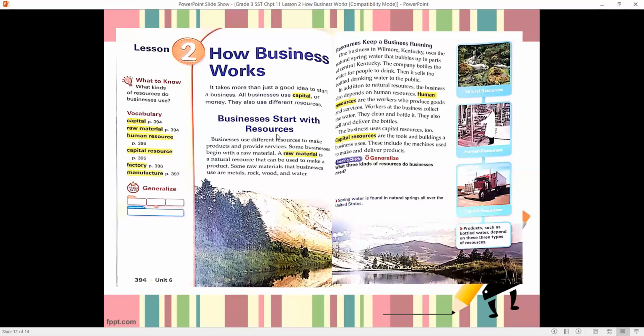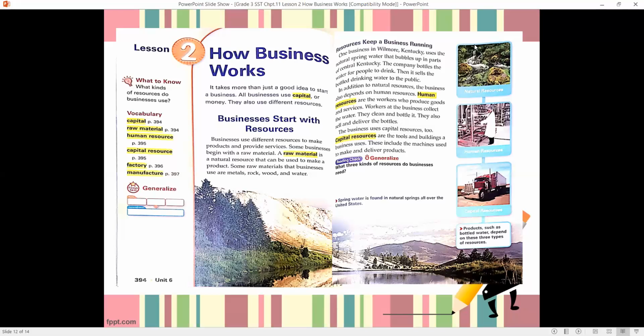Businesses start with resources. Businesses use different resources to make products and provide services. Some businesses begin with raw material. What is a raw material? It is a natural resource that can be used to make a product. Some raw materials that businesses use are metal, rock, wood, and water.